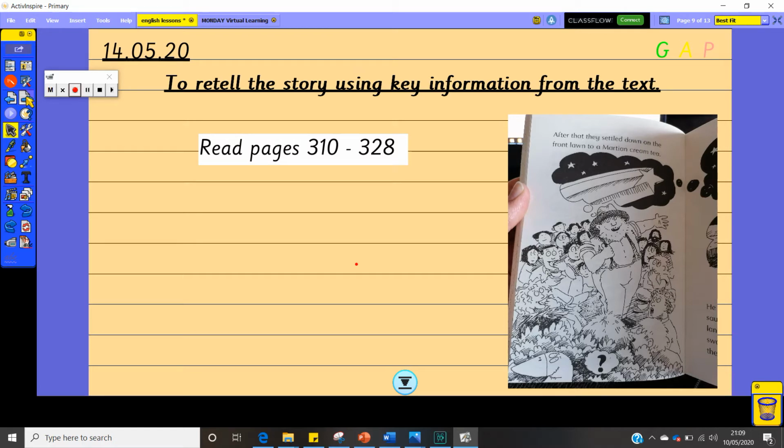So how did you get on with reading that chapter from page 310 up until and including page 328? I hope you're enjoying the story. It's been really good to read all of that along with you. So we're going to have a look at retelling the story today. So we're going to have a look at my ideas first, and then we will go back to the list to make sure I have included everything.